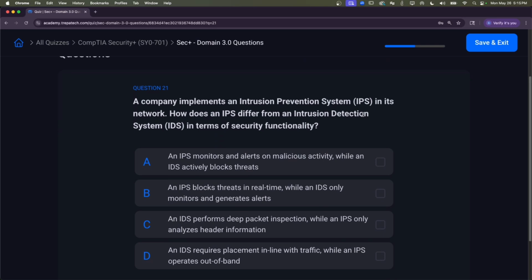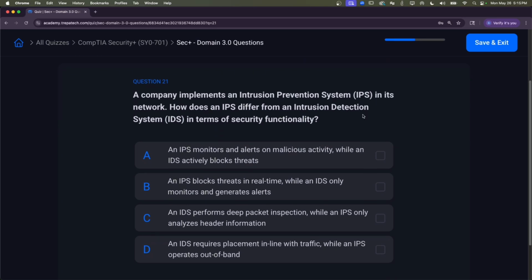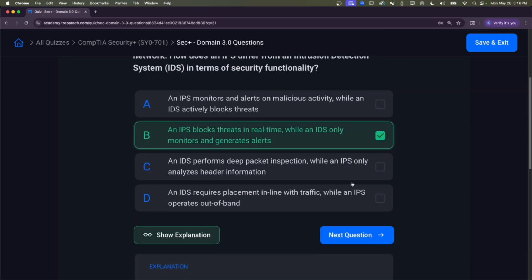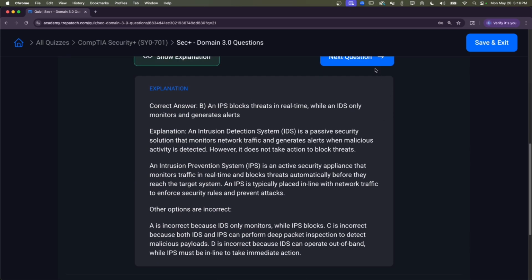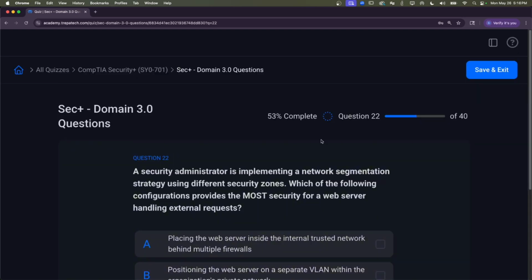Question 21. A company implements an intrusion prevention system in its network. How does an IPS differ from an IDS, intrusion detection system, in terms of security functionality? So remember, an IPS is going to actually block, while IDS only alerts and only monitors. Pause the video if you'd like to read the explanation.